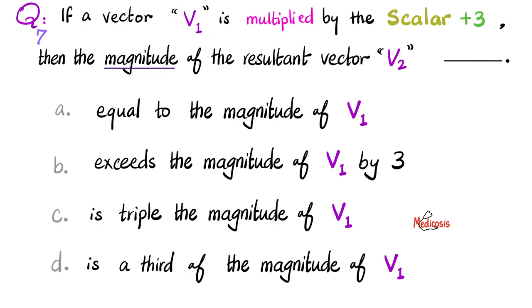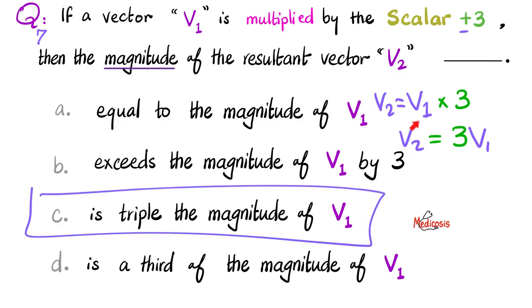Okie dokie. So the first vector is v1, and the scalar is +3. To get the magnitude, you forget everything about the charges. Forget this plus right here. Just give me the 3, okay? So it is v1 times 3. To get the magnitude of the resultant vector, you multiply the magnitude of the first vector with the magnitude of this scalar without any charges, okay? Then what do you get? I get 3 multiplied by the first vector, which means that v2, the resultant vector, equals 3 times the first vector, which makes C the correct answer, because the resultant vector is 3 times as big as the first vector.